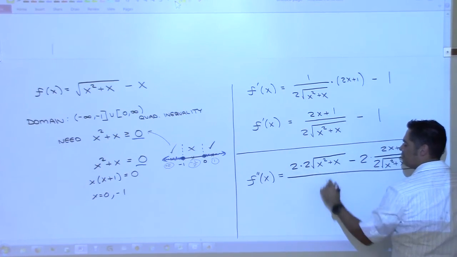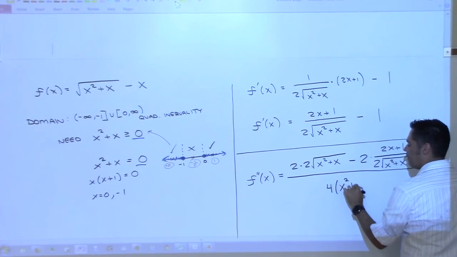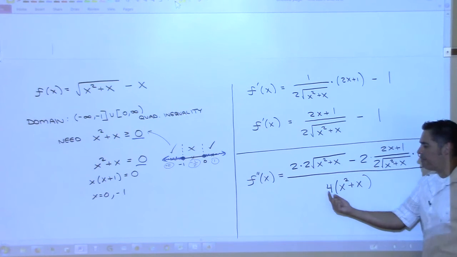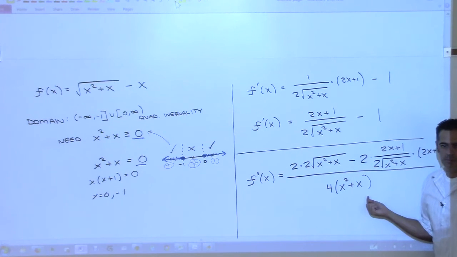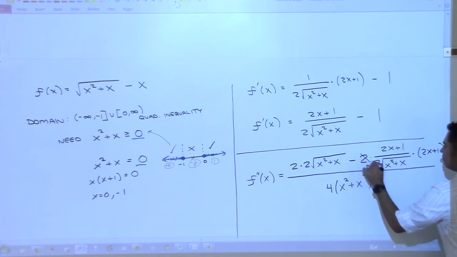And then all of this over the bottom squared. So I'm going to square the 2, it becomes a 4. And when I square the square root, it goes away. But I still need it in parentheses because that 4 will distribute through to each one. Okay. Any questions on that derivative? Not pretty, right? Not pretty.